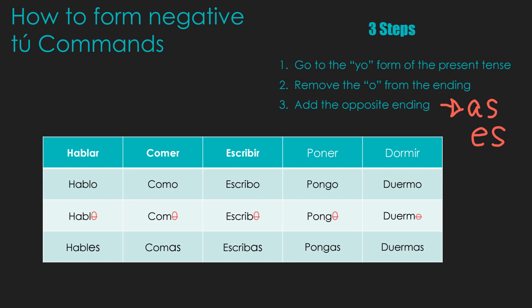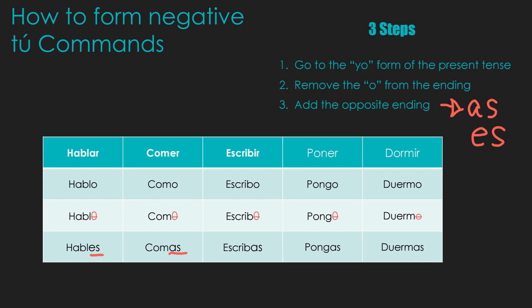So the verb hablar, to talk, it's an AR verb. We're going to do the 3 steps on it. Go to the yo form, hablo, take off the O, and then add the opposite ending. And remember, since this was an AR verb, we need to add an ES onto the end. So we just need to add the opposite ending. So hables. Comer, same thing. Como, first step, take off the O. Second step. Third step, add the opposite ending. It was an ER verb, so we're going to add the AS on the end.